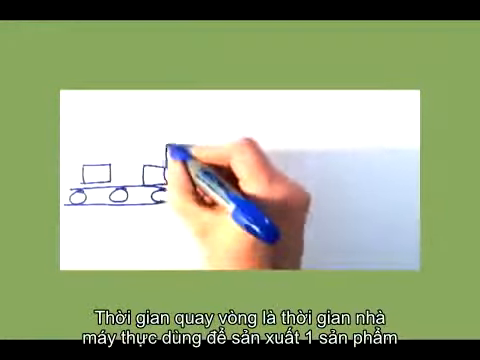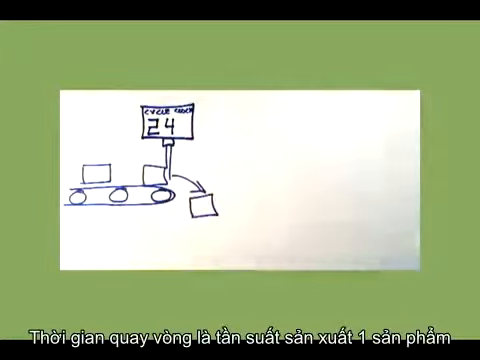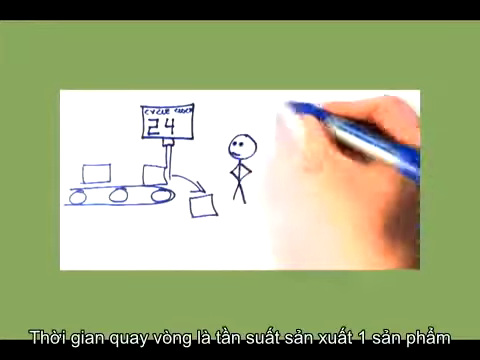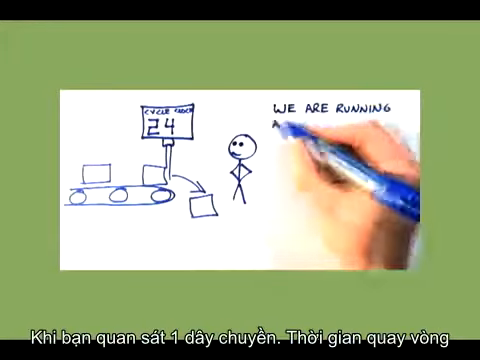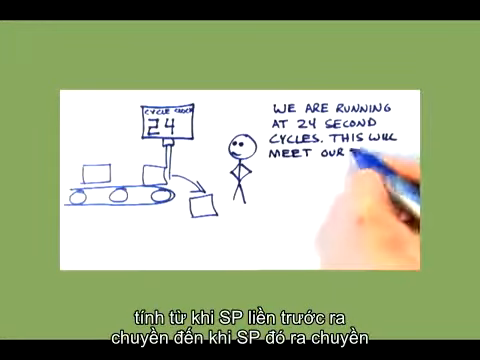Cycle time is the rate at which your operation is actually producing a unit. Cycle time is measured as the frequency of units produced. So if you are watching a process, the cycle time is the time it takes from the output of one unit to the output of the next unit.